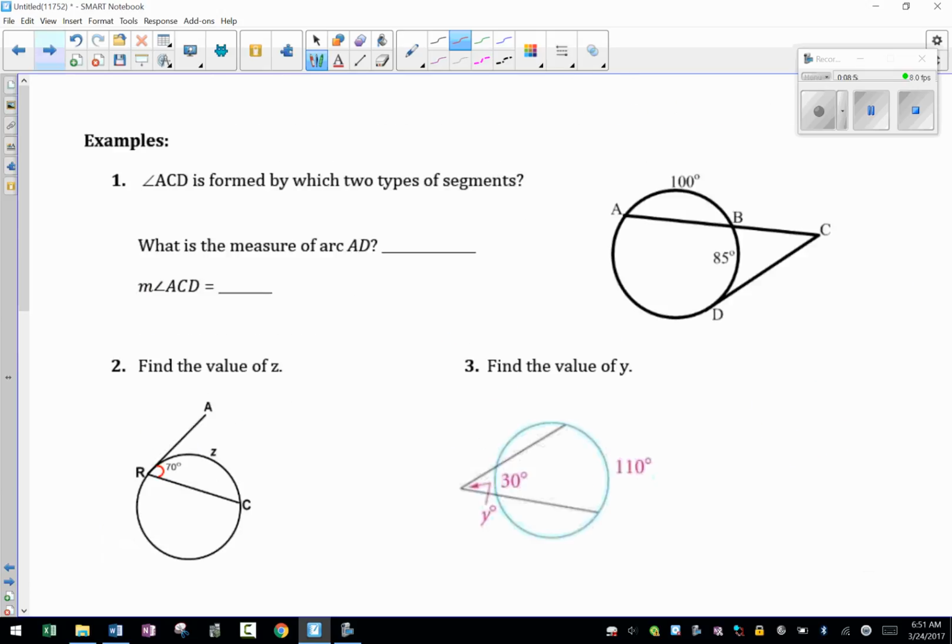All right. ACD. ACD is formed by which 2 types of segments? All right. AC touches the circle twice. That is a secant. CD touches the circle once. That is a tangent. Fantastic. All right. What is the measure of arc AD? Well, they gave me this as 100, and they gave me that's 85, and this is all that's left over. And all the way around the circle should be 360, so this is 360 minus 185, which is going to be 175, and that's what's here.